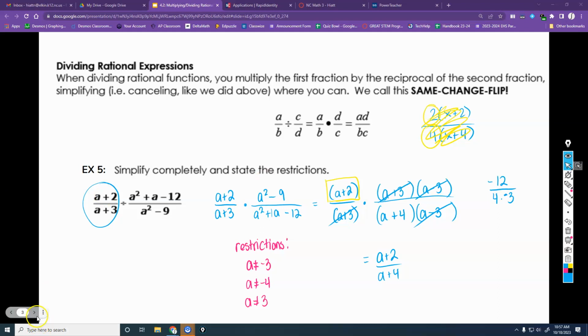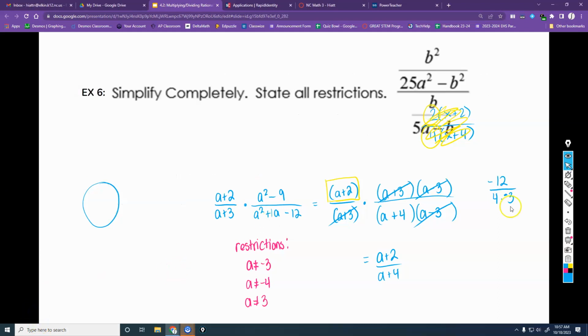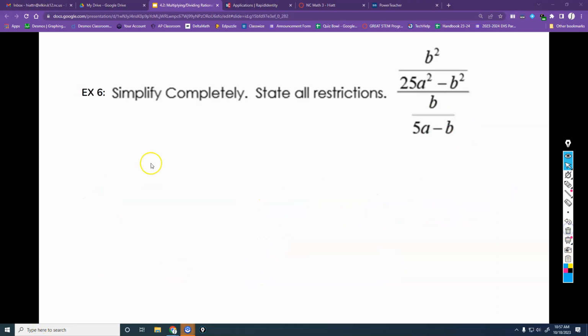All right, let's keep going so you got some time to do your work. All right, so simplify completely. State all restrictions. Now, this looks complicated. This is what we call a complex fraction. It's got fractions inside of fractions. It's like your worst nightmare of fractions, right? But these two right here are the top fraction. That's your first fraction. These two right here are the bottom. So we are going to flip the second and multiply. The top is your first, so you leave it the same.